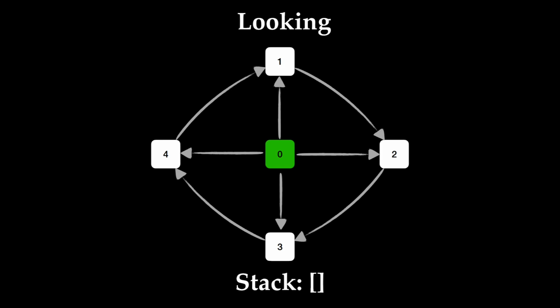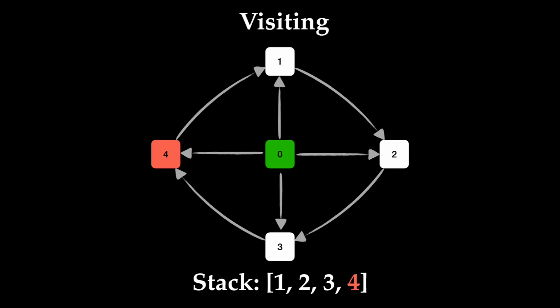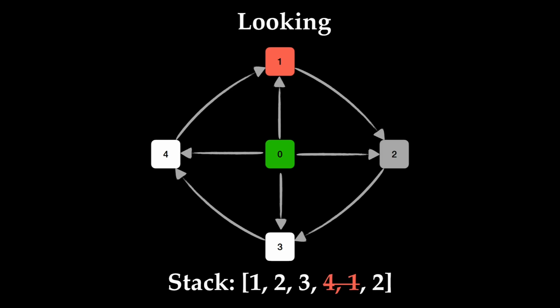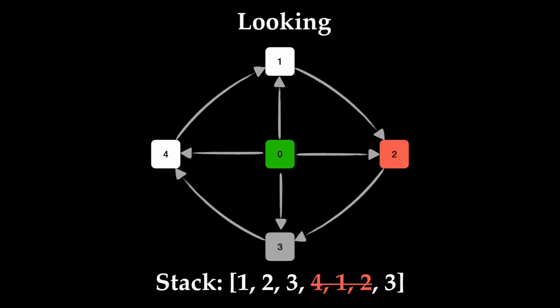I've decided to use a very simple example like the one you're seeing so that there's no confusion about what's happening. So first we look at all the neighbors from 0, which is 1, 2, 3 and 4, and add them onto the stack. Now we visit the last item on the stack, which is 4, then pop it off the stack. Then we switch back to looking, and from 4 our only neighbor is 1. Then we visit 1 and pop it off the stack, and from 1 we look again and add 2 to the stack. Then we visit 2 and pop 2 from the stack, and from 2 we add 3 to the stack.